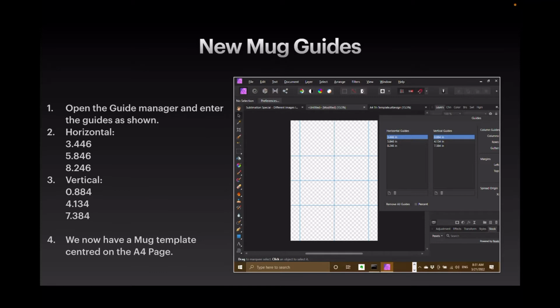The two panels at the extreme right and left are the mug handle area. So you don't want your images right up to the side because you'll be trying to do the sublimation onto the handles, and that won't work.